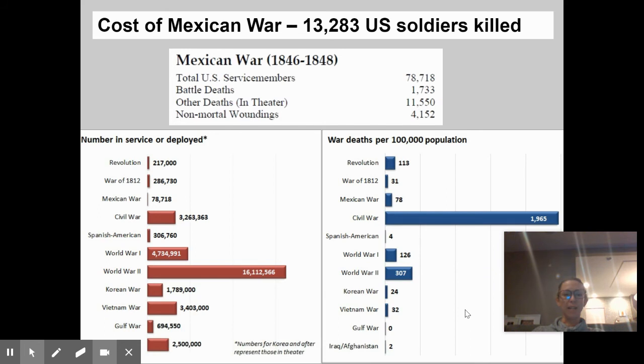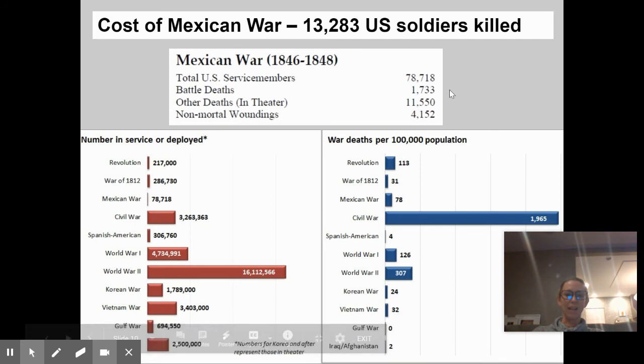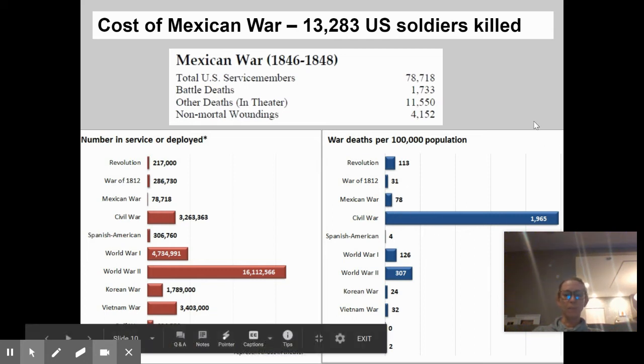Ultimately, the United States will win, killing, though, over 13,000 American soldiers. As you can see, though, most of them are going to be from disease. Not very many die in battle. And here you can see where the Mexican War stacks up compared to other wars in terms of how many troops were utilized, and again, in terms of deaths per 100,000 people, how it stacks up.